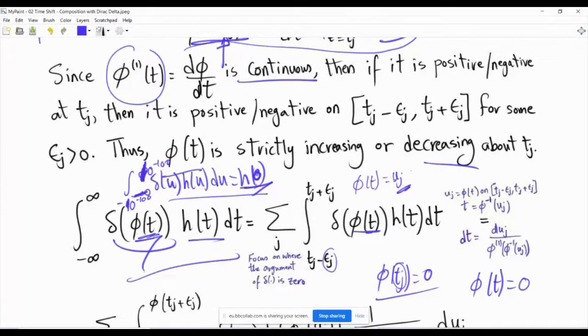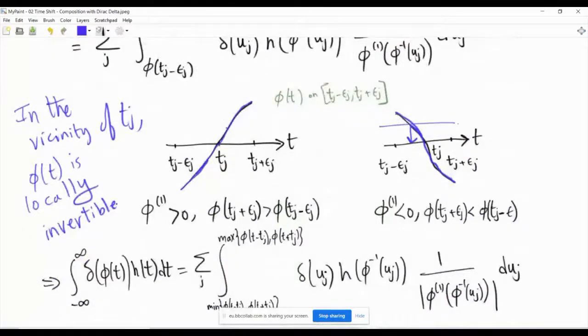Now, if phi of t is equal to uj, you can say that t is equal to the inverse of uj, right? And this will make sense because those functions are invertible in the sense that for a given phi value, there is one and only one value of t giving you this value of the function. Again, if you intersect this function with any horizontal line on this interval, you will just get a single value of t corresponding to the value you are talking about.